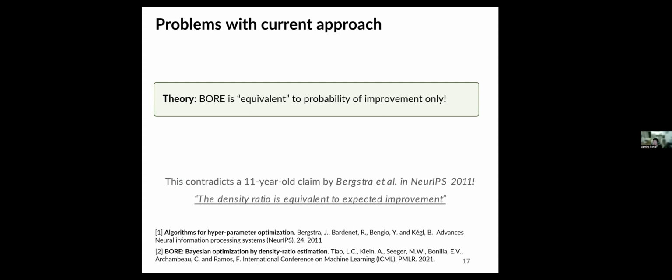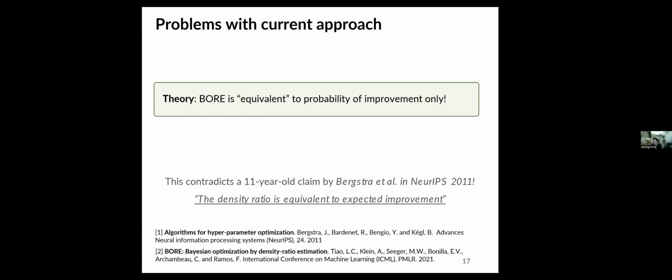Intuitively, we define this equivalence by the behavior in the case where you have infinite samples. So in the asymptotic case, you remove all the effect of the model. If you use the same type of model, then whether you apply BORE or probability of improvement, they will give you the same function, and we will have experiments to back it up afterwards.